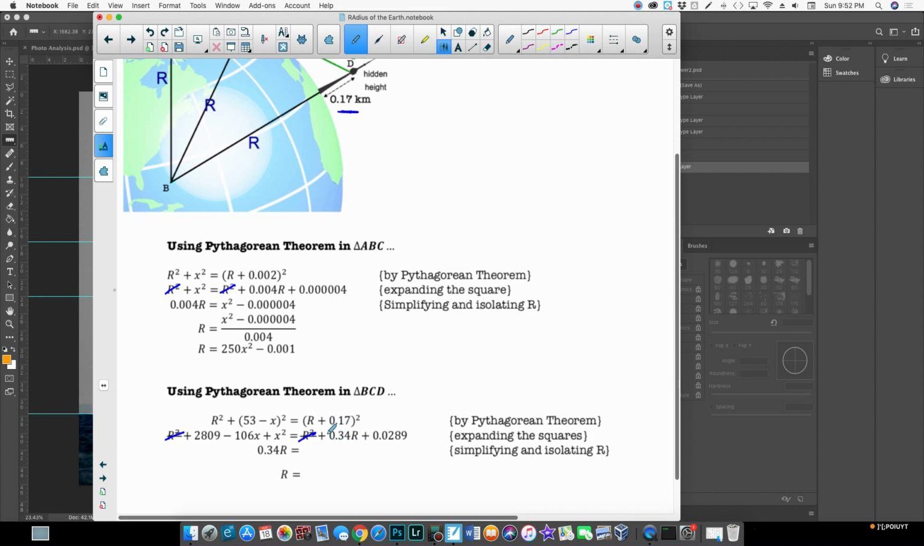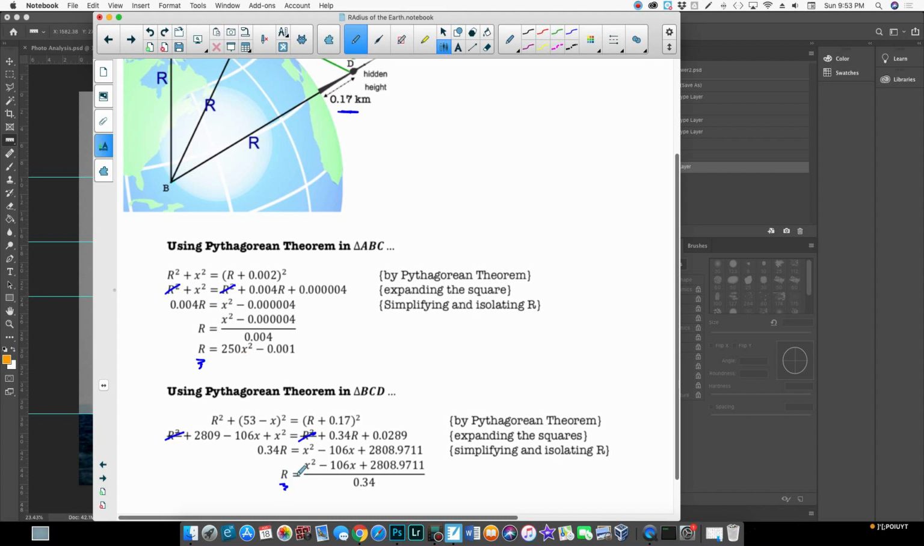And if I'm leaving it by itself and getting everything else here, I have an x squared, I have a minus 106x, and then I have to subtract this off of both sides. So 2809 is going to be subtracted by that. And what that ends up giving us is x squared, subtract 106x, and then 2808.9711. And as I did before, I'm going to divide both sides by 0.34, but it doesn't go in nicely like this one did. I'm going to get some really nasty decimals, so I'm just going to leave this here right now. Now, I have two different expressions for r.